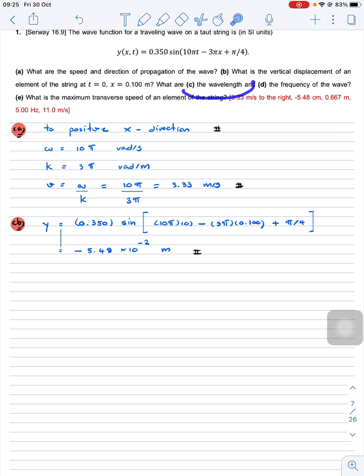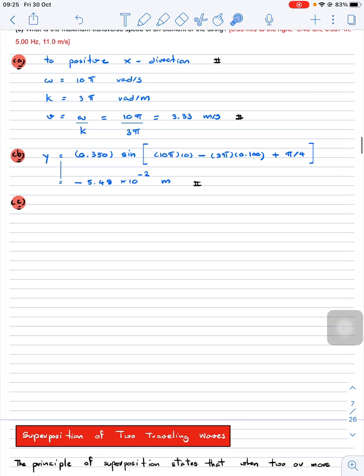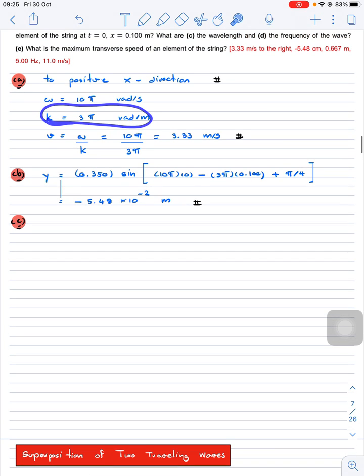Okay, part C and part D, right? Let's just start from part C first. We just want to find the wavelength. So now we know the k, right? We know the k. Then we can find the wavelength.